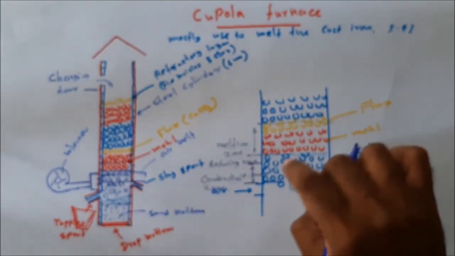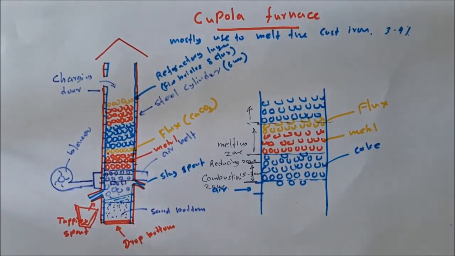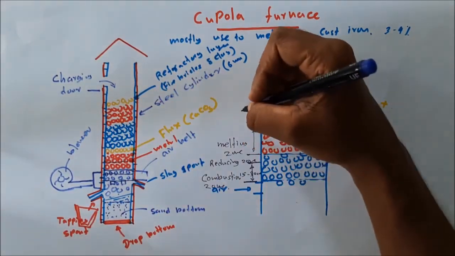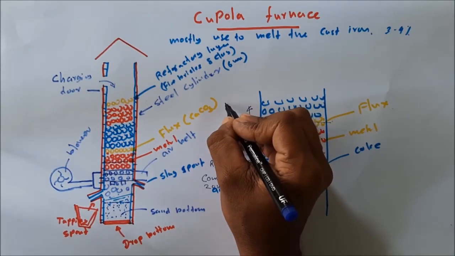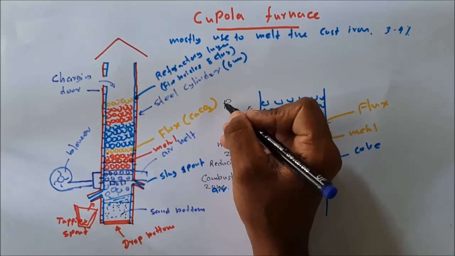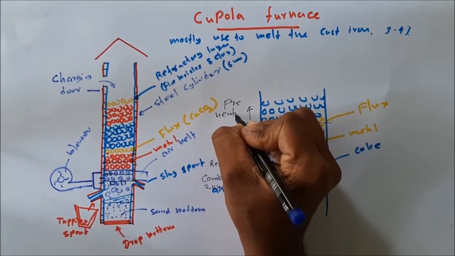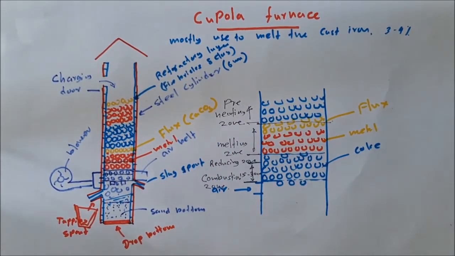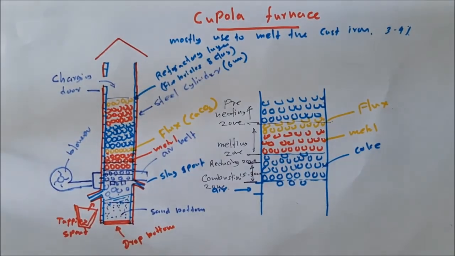Then various chemical operations happen in this region. This region is called the preheating zone, up to the top of the containing material. Preheating zone, up to this height. This is how the four different regions are separated.